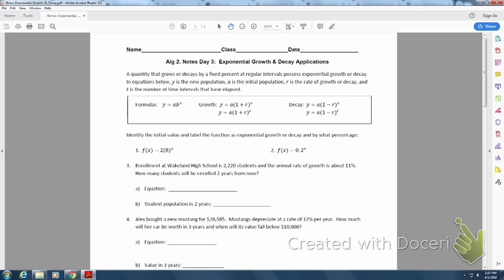So looking at the paragraph up there, it says the quantity that grows or decays by fixed percent at regular intervals possesses exponential growth or decay. In the equations below, y would be the new population or the answer to any specific question. A is your initial population. R is the rate of growth or decay. T is the number of time intervals that have gone by, whatever kind of unit of measurement they're using for time in that specific problem.